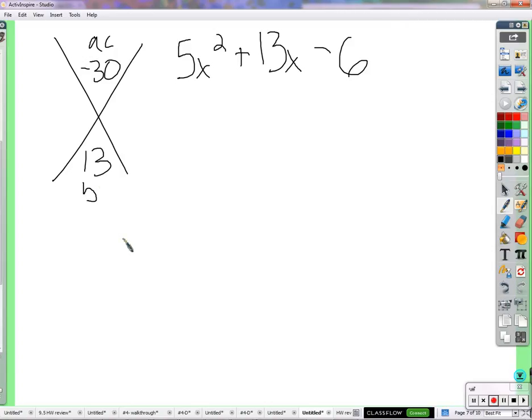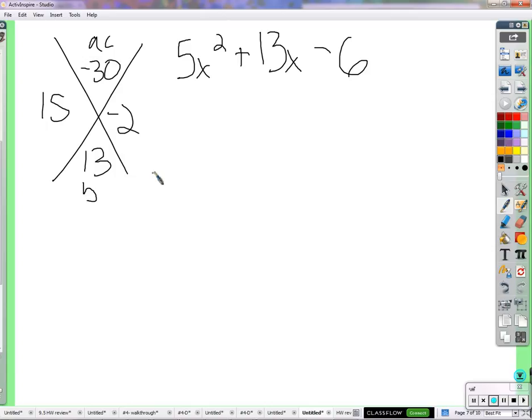Okay, this is where you have to pay close attention. It needs to multiply, not to 30, to negative 30. It needs to multiply to negative 30 and add to 13. 15 and negative 2. So we invested a few seconds. Once you know this method and can do it easily, this takes up a few seconds of your life. And we've done it all to find 15 and negative 2. What do we do with that 15 and negative 2?